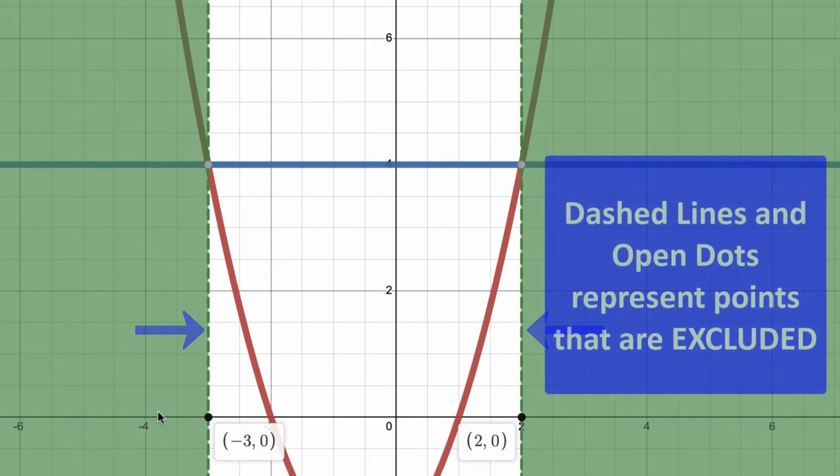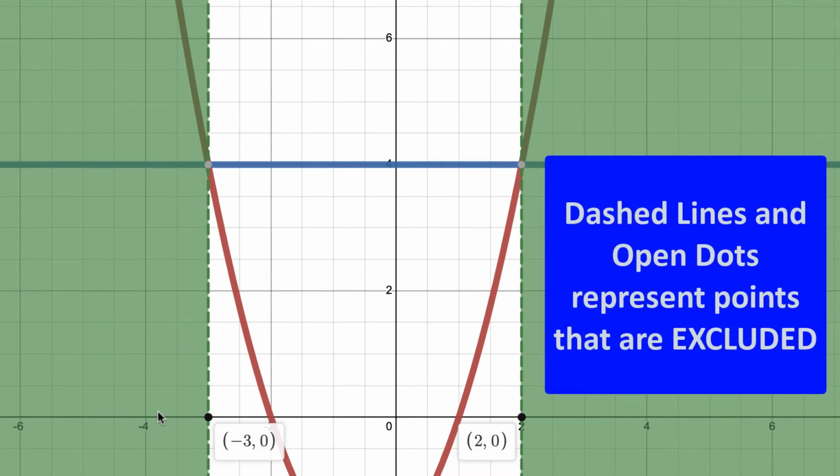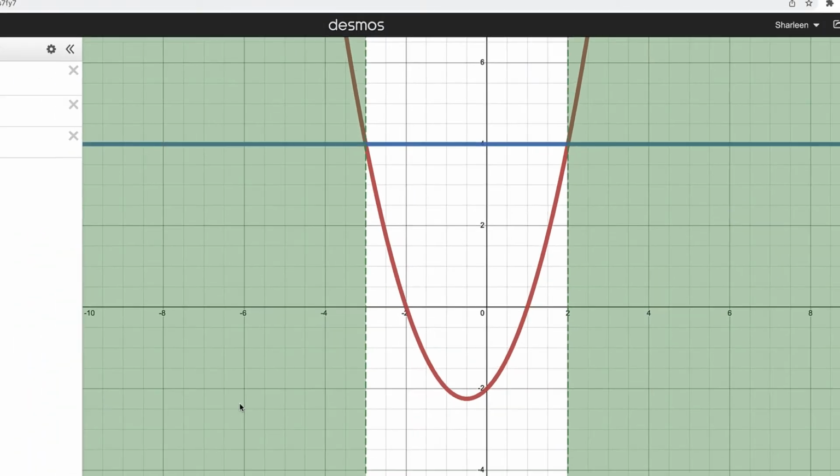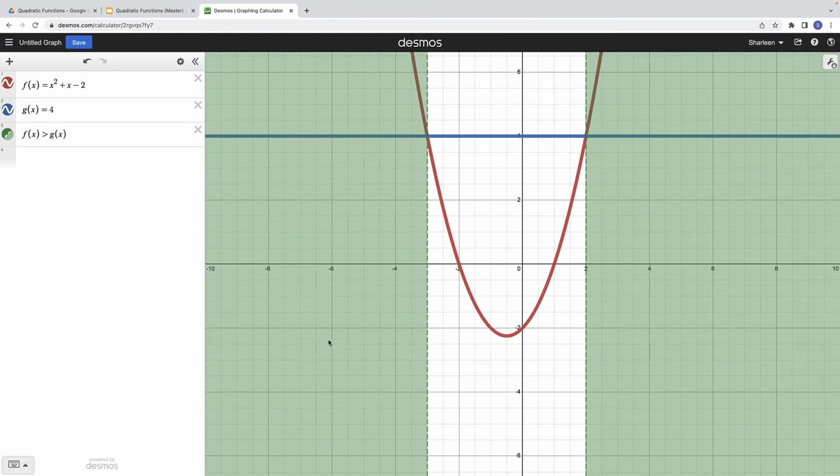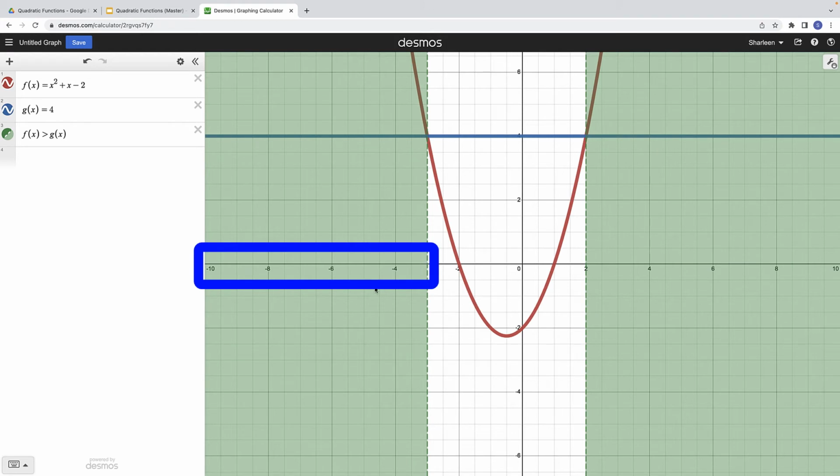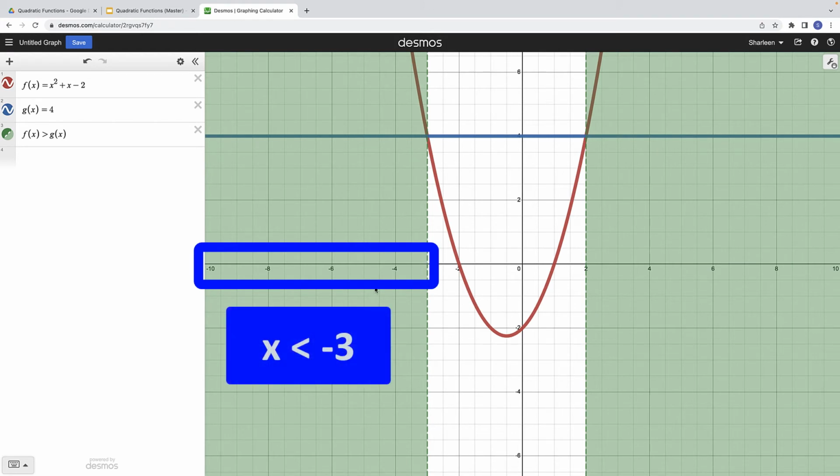Dashed lines and open dots have the same meaning to us in math. They mean that those points or that line is not included. So we're still looking for values where the parabola is above the line. That still occurs in this shaded region where x is less than -3. The only thing that's changed here is we can no longer include -3 as a possible solution.